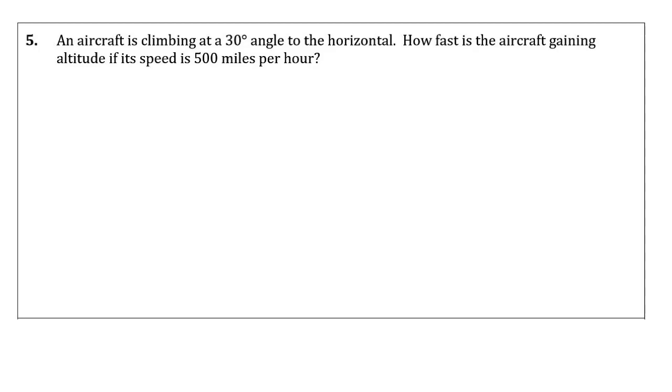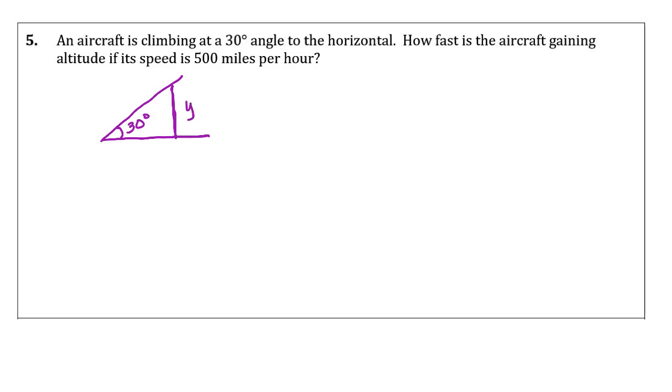Okay, so for this problem, we have an aircraft that is climbing at a 30-degree angle to the horizontal, and we want to know how fast is the altitude changing if the speed is 500 miles per hour. So this problem can be set up with a triangle, I do believe. So we have our ground, and the plane is going at a 30-degree angle, and we want to know at what rate is the altitude changing. So we're really looking for this piece of information here, how that is changing.